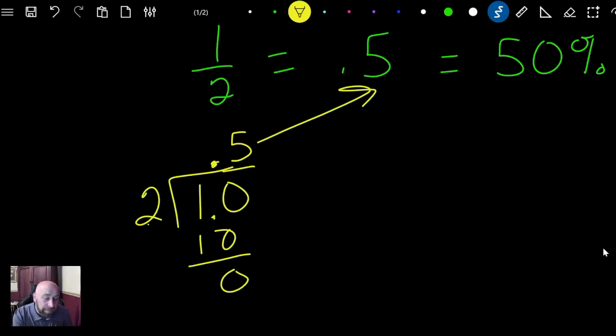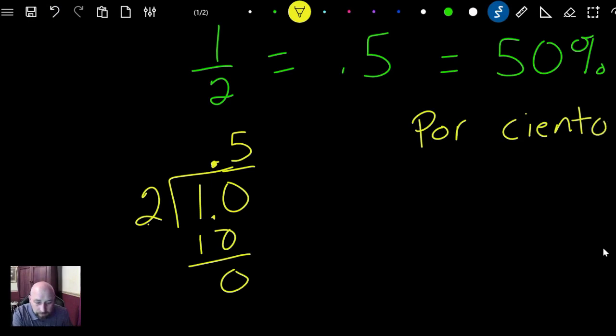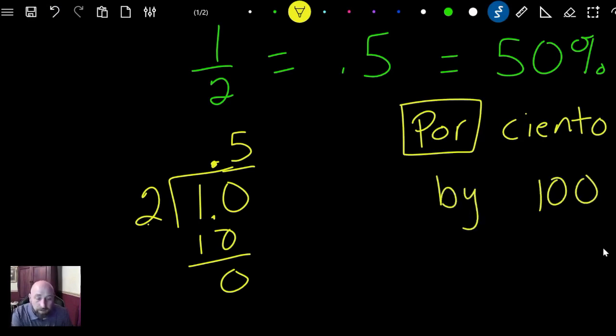Now, how do you get a decimal to a percent? How do we do that? Well, you do it basically by understanding what this percent sign means. When I learned Spanish, I learned that percent in Spanish is por ciento. Okay, and I'm telling you that for a reason. The word por in Spanish means by, and ciento means 100. So the word for percent in Spanish is by 100.